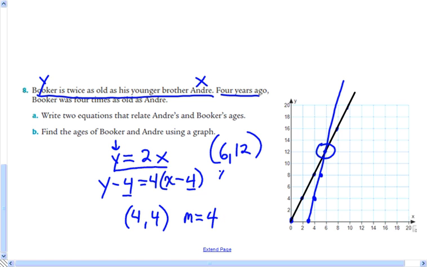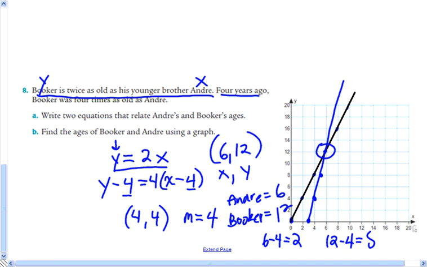Well, 6 is x and 12 is y, so what we're saying is that Andre is 6 and Booker is 12. And you'll notice that Booker is twice as old as Andre. Now think about that. If we subtract 4 from both of those, 6 minus 4 equals 2, and 12 minus 4 is 8. So this is how old they were 4 years ago. And you'll notice that 4 years ago, Booker is 4 times as old as Andre. So that all works out.